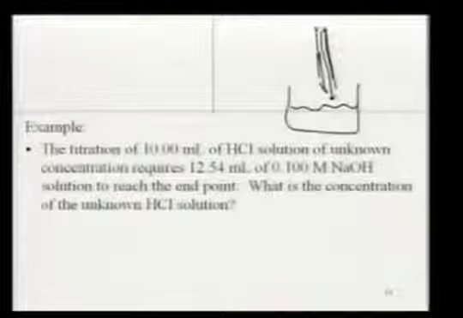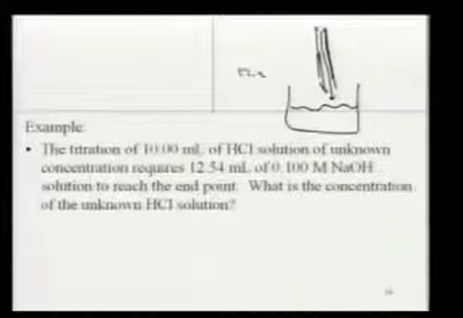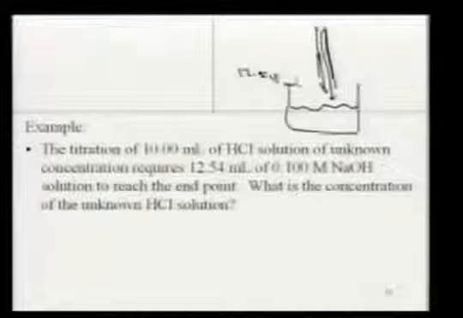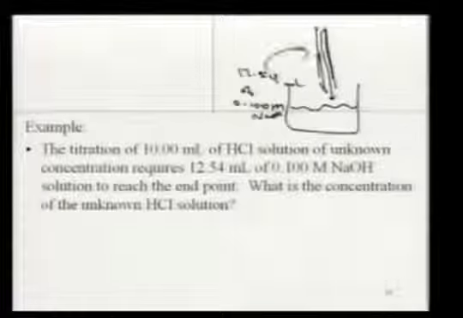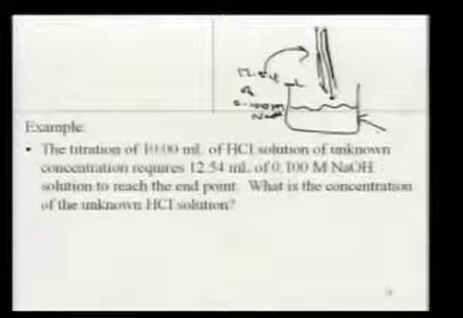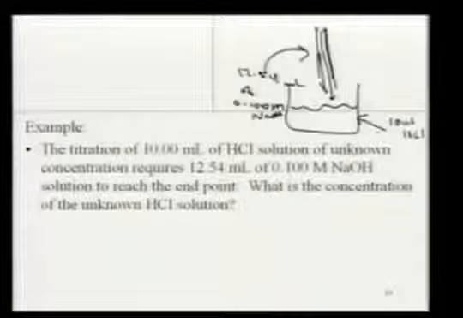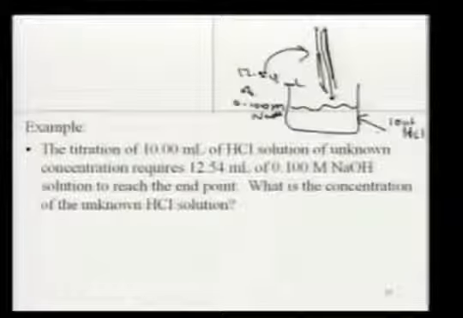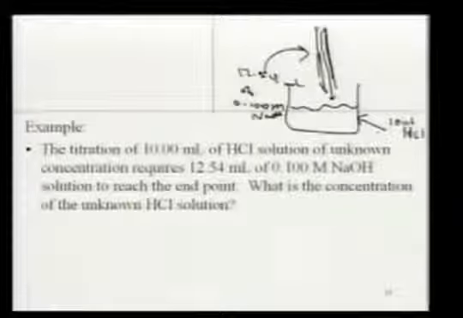So you can start labeling this. You know that 12.54 had to go up here with this. So we've got 12.54 milliliters of NaOH, actually 0.100 M NaOH. That's this. Then it says what you had in here was 10 milliliters of HCl. Now, we don't know what the concentration of that was. It tells us what we don't know, so that's what we're obviously trying to solve for. So the question is, what is the concentration of the unknown solution?